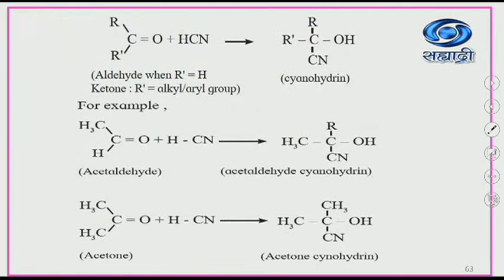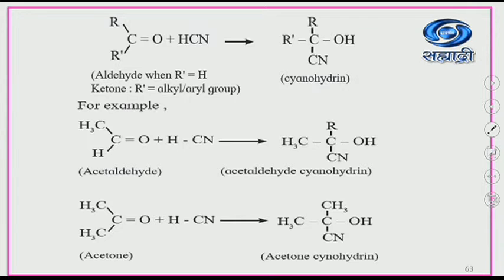So directly we'll see the reaction. This is the ketone RC=O R', where R and R' are different alkyl groups, plus HCN, hydrogen cyanide. It gives R'CR(CN)OH. It is known as a cyanohydrin. So if you are taking an aldehyde, R' is equal to H. When you are treating an aldehyde, R' may be hydrogen, and when you are treating a ketone, R' may be an alkyl or aryl group.